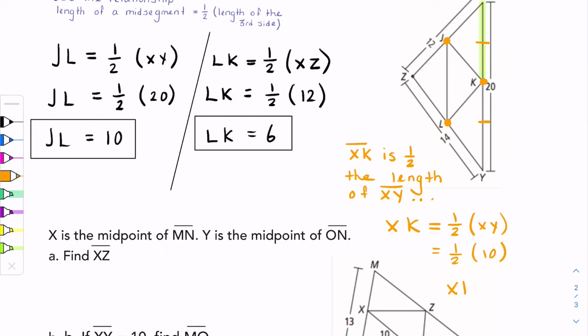The length of XK is equal to 5. Oh, sorry, the length of XK is equal to 10. I wrote that backwards, jumped ahead. 1/2 times 20. The length of XK is 10.